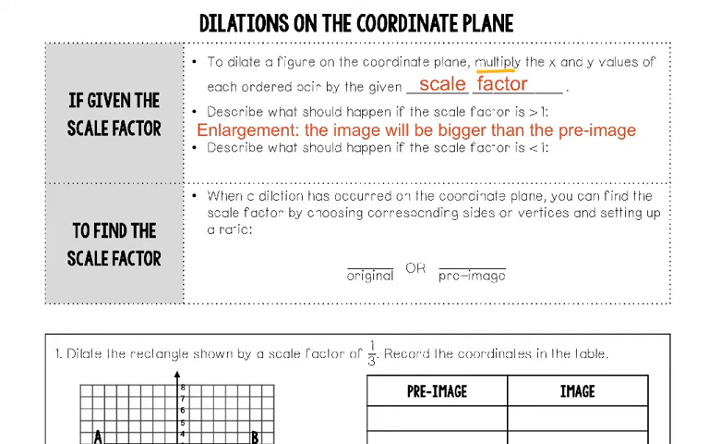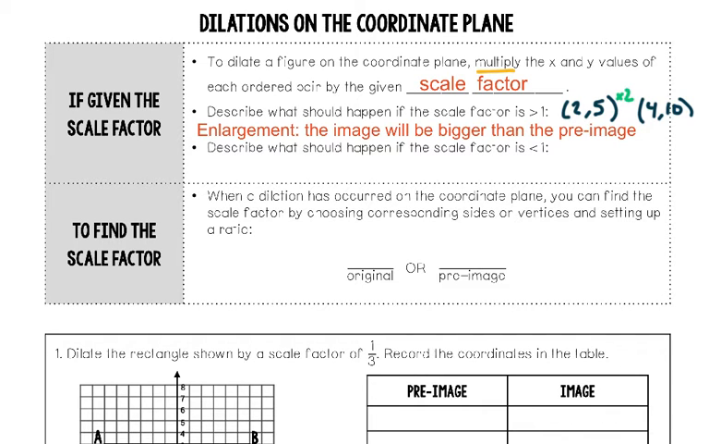When an object is dilated and it gets bigger, that's called an enlargement. That means that the image will be bigger than the pre-image. For example, if you had a point at (2, 5), and the new shape was 2 times bigger, you'd multiply each one of these points by 2. So after the dilation, the new point would be at (4, 10). You always multiply by the scale factor.